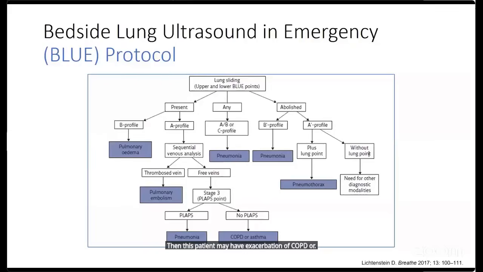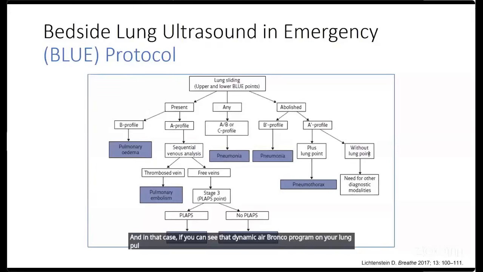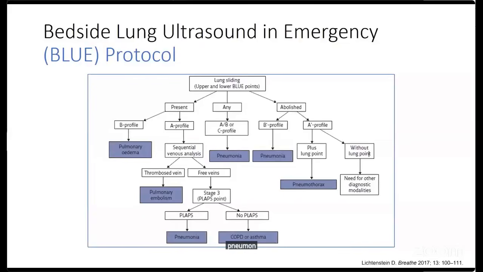asthma. Now coming to a situation where your lung sliding is either present or not present, but you have a C profile or AB profile. That is a case of either pneumonia or atelectasis. And in that case, if you can see the dynamic air bronchogram or your lung pulse, you know that you're dealing with pneumonia. If this is abolished, your lung sliding is absent.